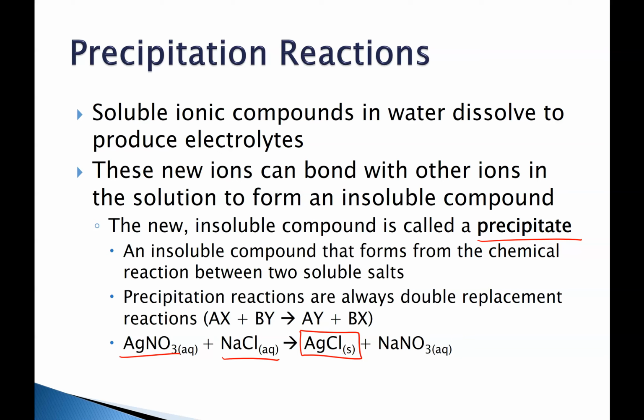These precipitation reactions are always going to be double replacement reactions where we have a pair. This would be like the square dancing reaction if you can think back. Now we've got a pair of ions plus another pair of ions yielding a pair of ions plus another pair of ions. So we're just switching the partners. A pairs with Y, B pairs with X, and you can see that there in the products. In the example here, we're going to pair silver with chlorine, and we're going to pair sodium with nitrate. And again, our insoluble compound here is silver chloride. That's the precipitate.